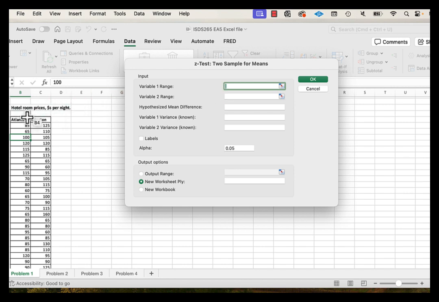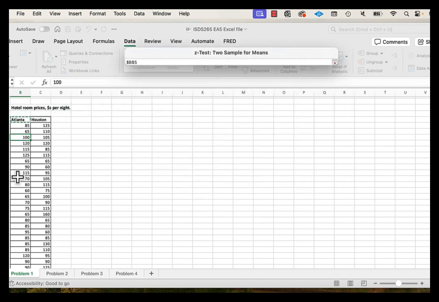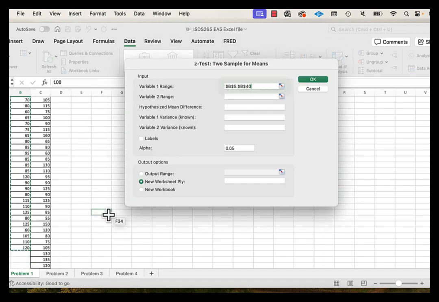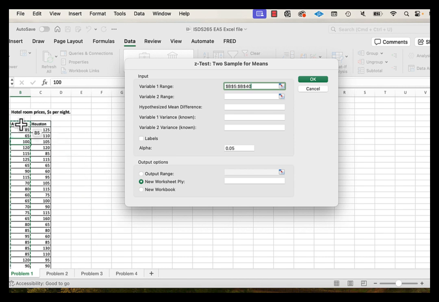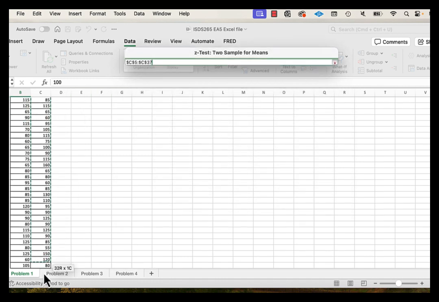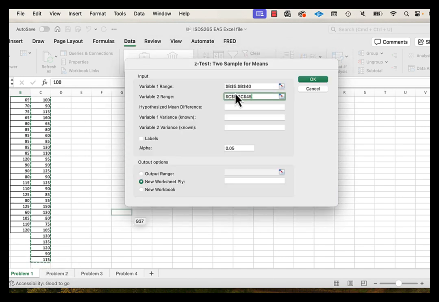Variable 1, we're going to make that Atlanta, so we'll click on that and drag it down, and select that range there. Notice when I did this, I selected the title Atlanta there, and then we click here, variable 2 range. This is going to be Houston, so we select Houston and go all the way down. Notice that we have a different number of observations for each of these, and that's perfectly fine.